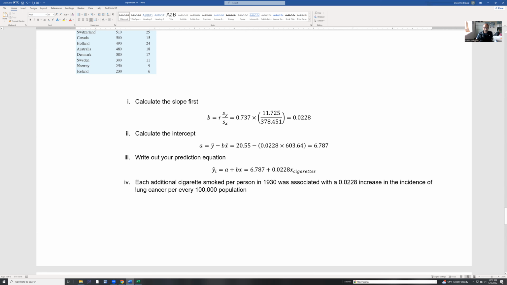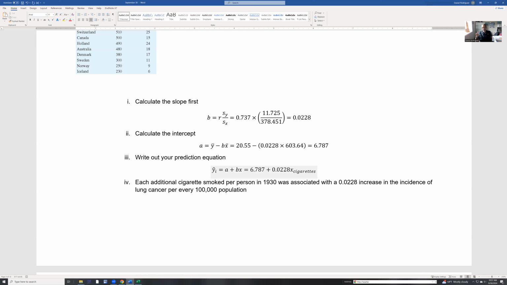So each additional cigarette smoked per person in 1930, right? Because that's my x variable. Again, each additional, because we're talking about per capita cigarette smoke, per capita is per head, right? Per person. Each additional cigarette smoked per person in 1930 was associated with a 0.0228 increase in the incidence of lung cancer per 100,000 people. So the slope reflects the change in the y variable for each unit increase in the x variable. So the change in the outcome variable for each unit increase in the predictor variable, and everything is scale dependent.